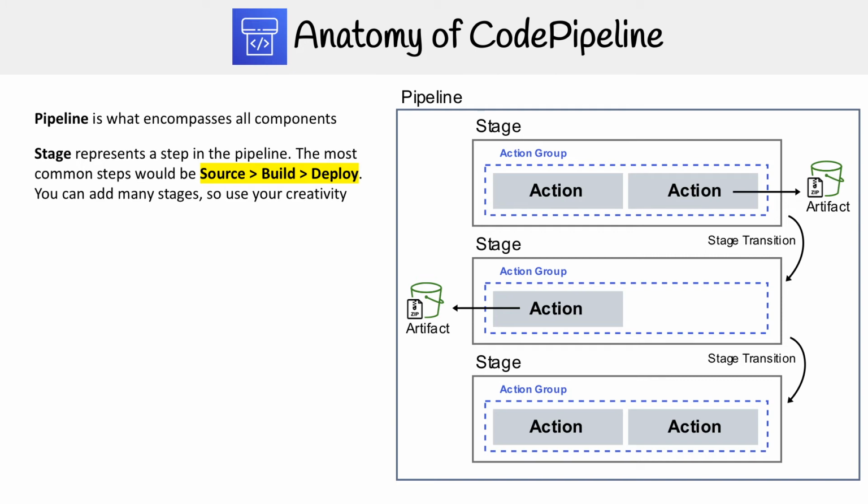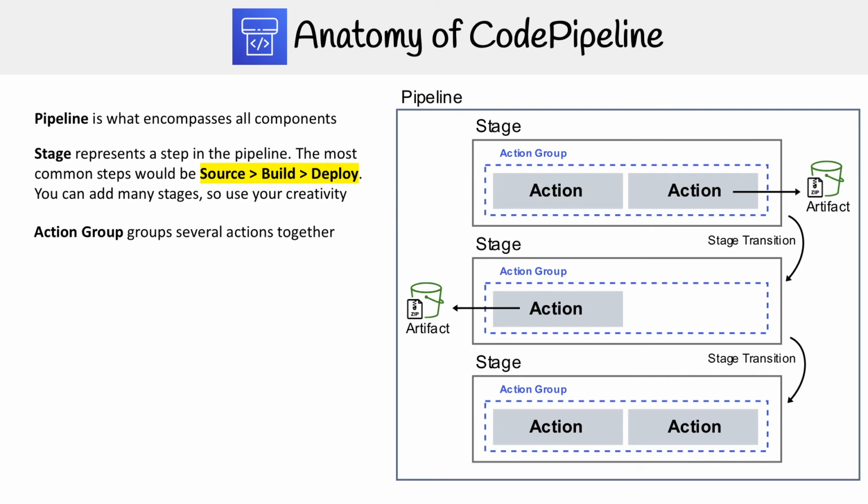The most common setup would be source, build, and deploy. When you first set up CodePipeline, they force you to set up these 3 stages, but after that, you can set up as many stages as you like. So there's a lot of creativity here. You don't have to be limited to those 3.